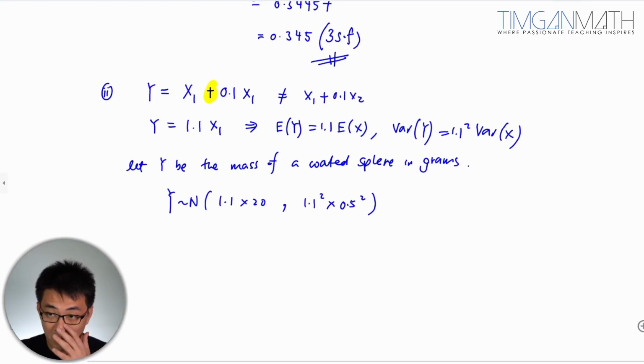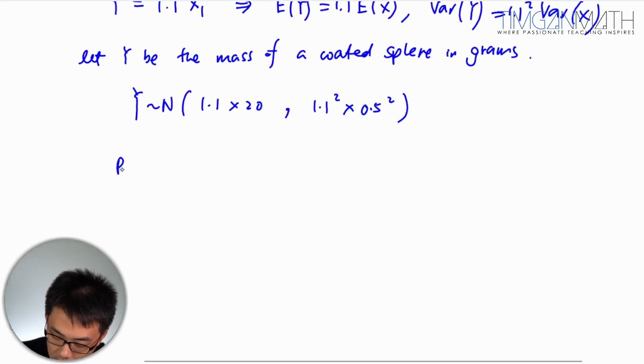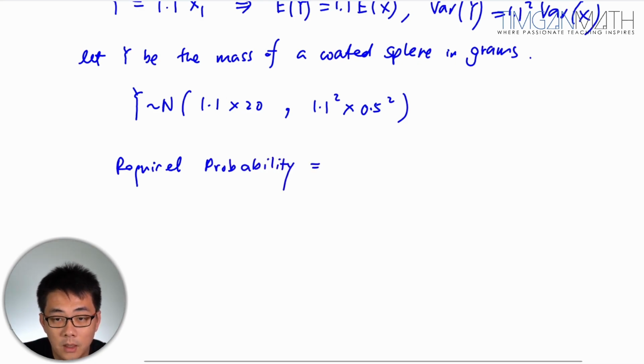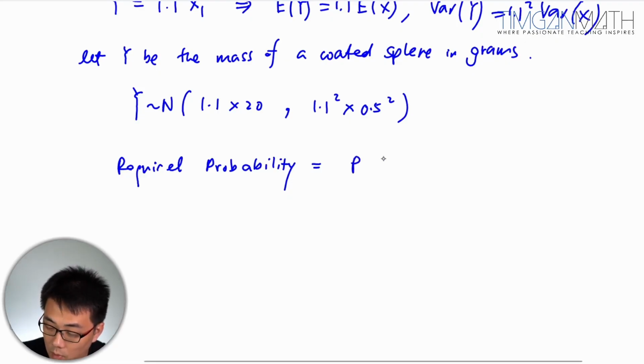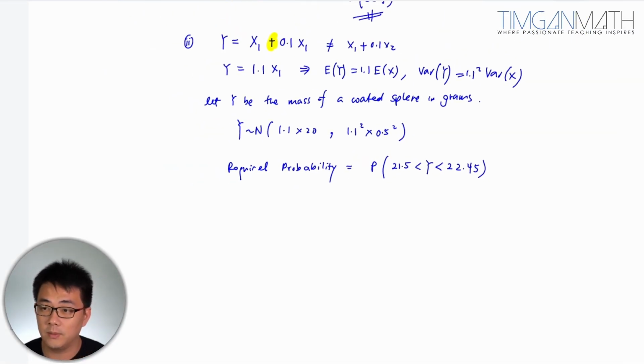Then what we need is the required probability. The probability would then be Y between 21.5 and 22.45 grams. So key into the calculator and we should be able to get an answer there. I'm going to just key this in.